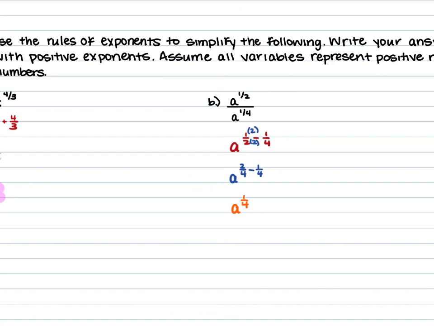So that's just a to the power of 1/4. If we put this in radical form, I think the instructions say write your answer with positive exponents only. So we're keeping it in exponential form. This a to the power of 1/4 is your answer.